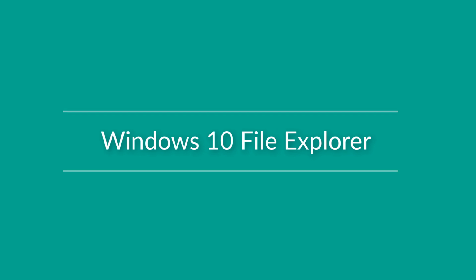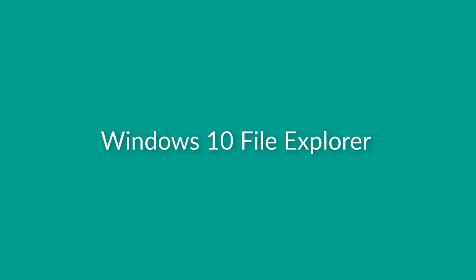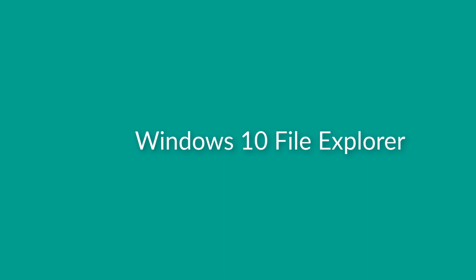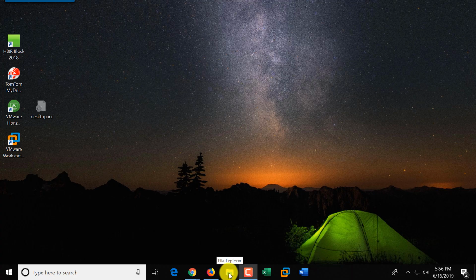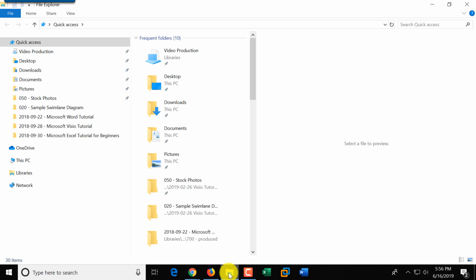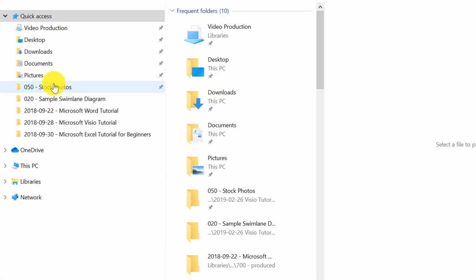One of the very important applications available to Windows users is File Explorer. So there are multiple ways to launch File Explorer. One of them is from the taskbar, and this is how I'm going to demonstrate it. You just click on the File Explorer, and it has multiple different sections, which we're going to look at momentarily. Quick Access, OneDrive, This PC, Libraries, and Network.